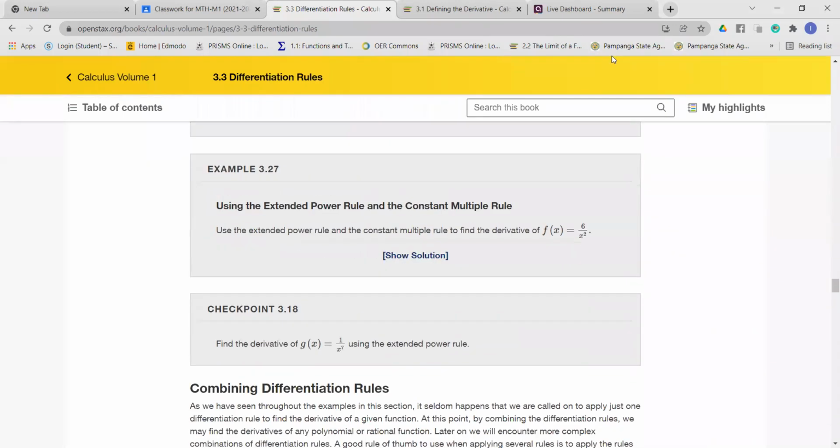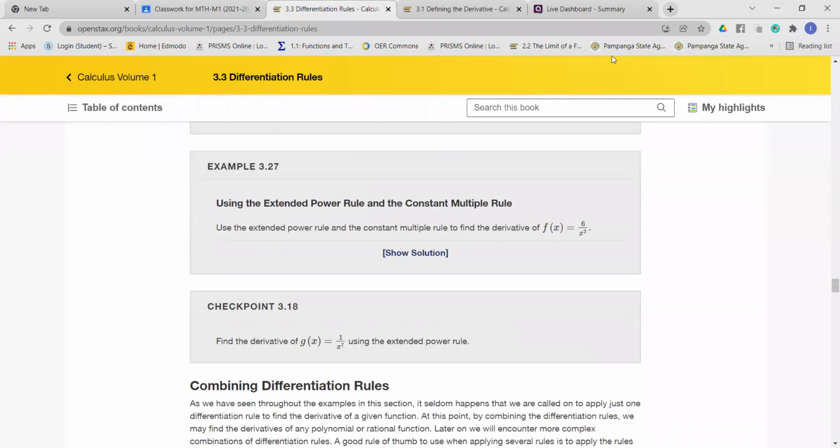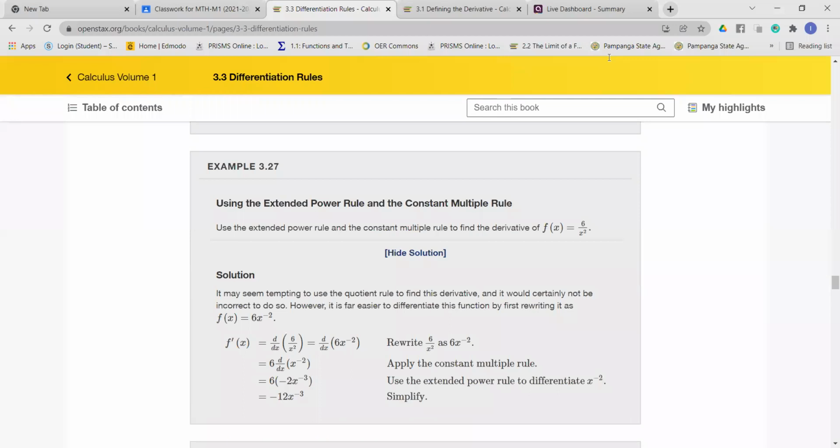Next, this 6 over x squared. You can write that as 6x raised to negative 2. So when you take the derivative of this, that will be negative 12x raised to negative 3. This is f of x, and f prime of x, or the answer, will just be negative 12 over x raised to 3. So that's the derivative. You can see it here. Okay, so that's the answer.